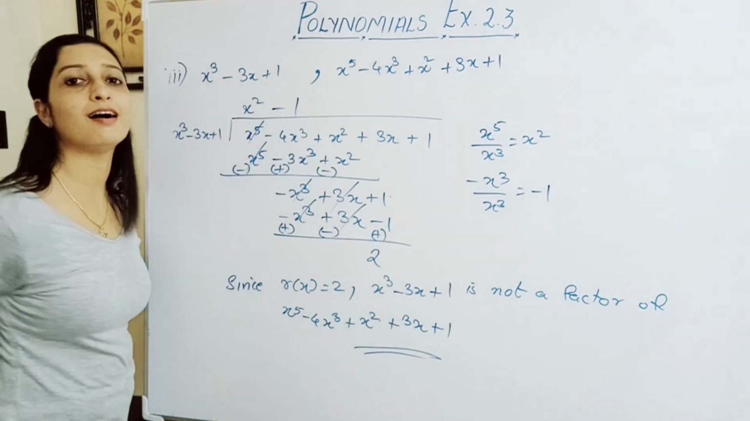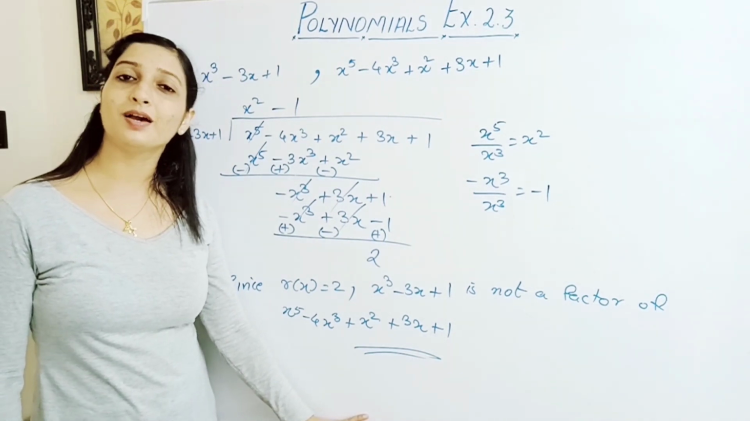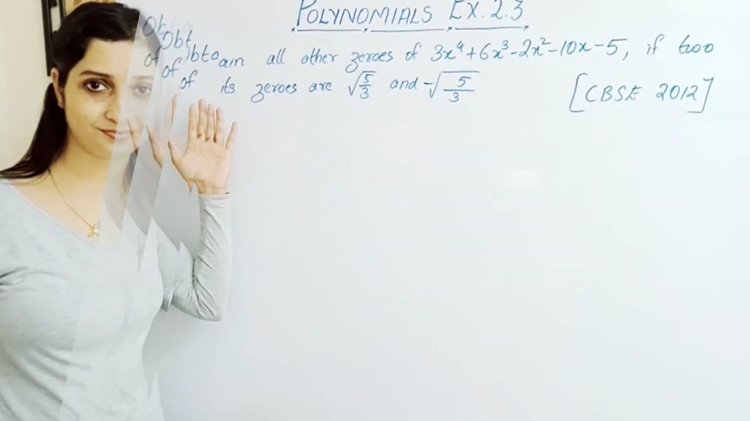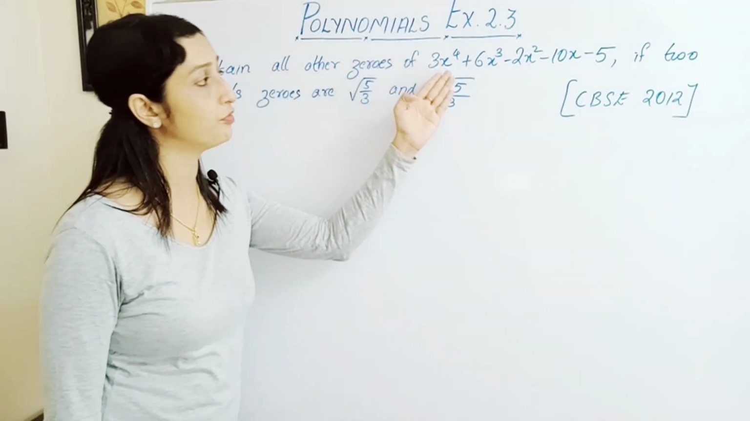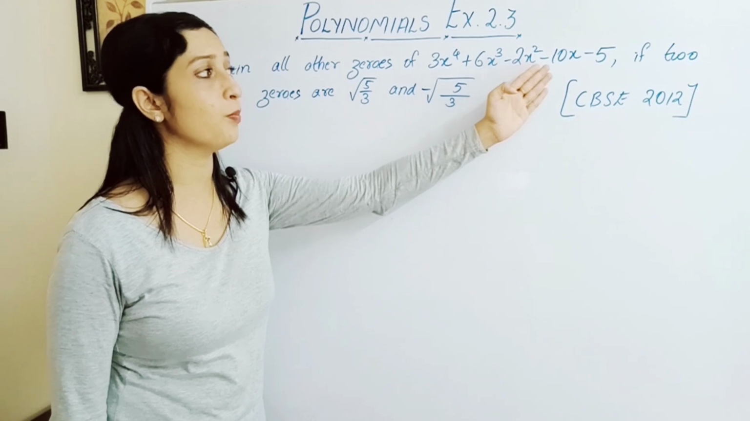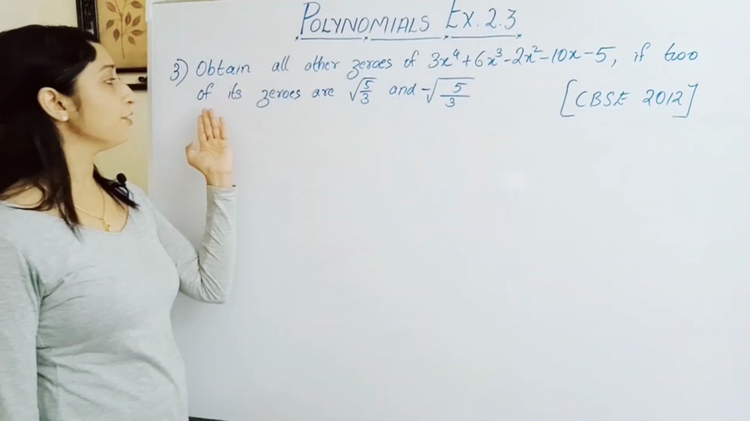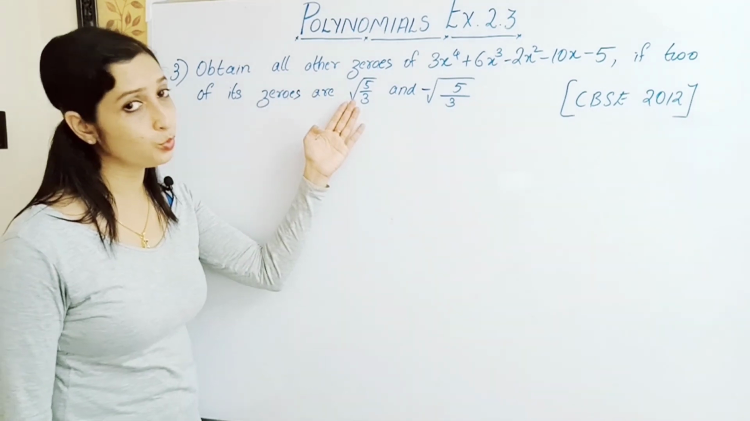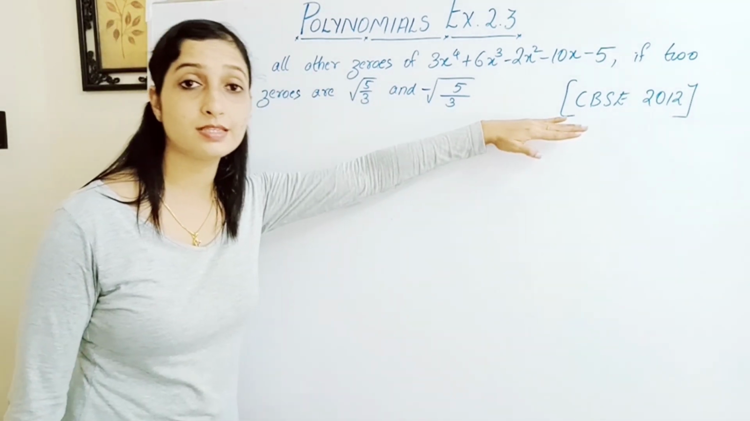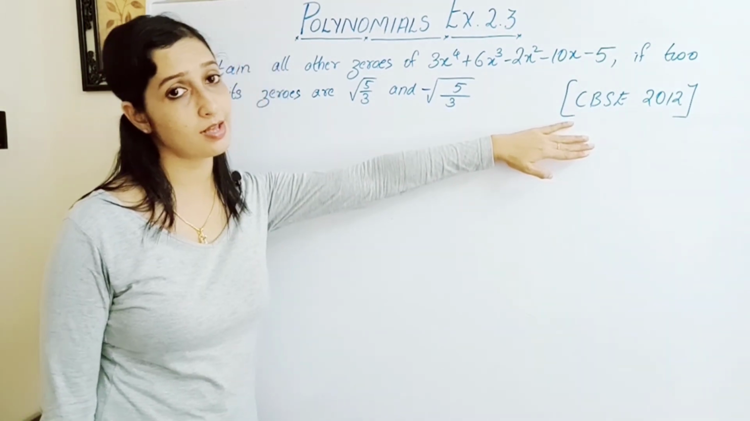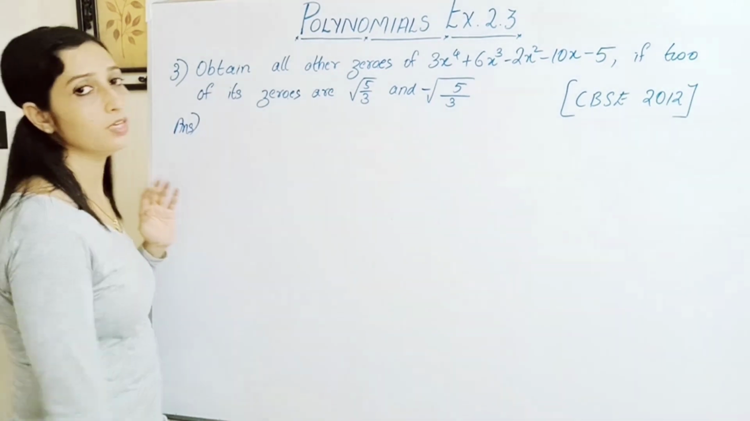This is our answer. So now let's move on to our next question, which is question number 3. So this is the third question, that is obtain all the other zeros of 3x raised to 4 plus 6x cube minus 2x square minus 10x minus 5 if two of its zeros are root 5 by 3 and minus root 5 by 3. Now this is a CBSE question. It was asked in the year 2012. So let's see how to find out the answer.